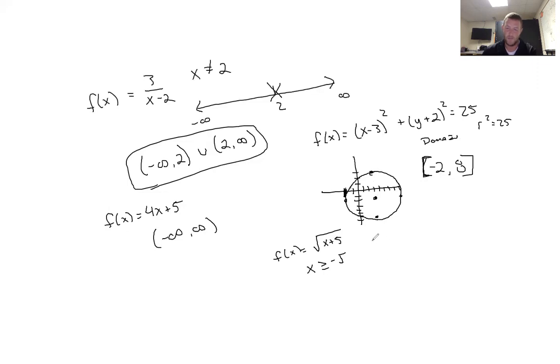So if I graph that, here's negative 5. It has to be greater than, so that means it has to be on this side somewhere. It could be equal to, so that's going to be a bracket. Okay, realize that this is infinity clear out here. So my interval is going to be negative 5 to infinity. That's my domain.